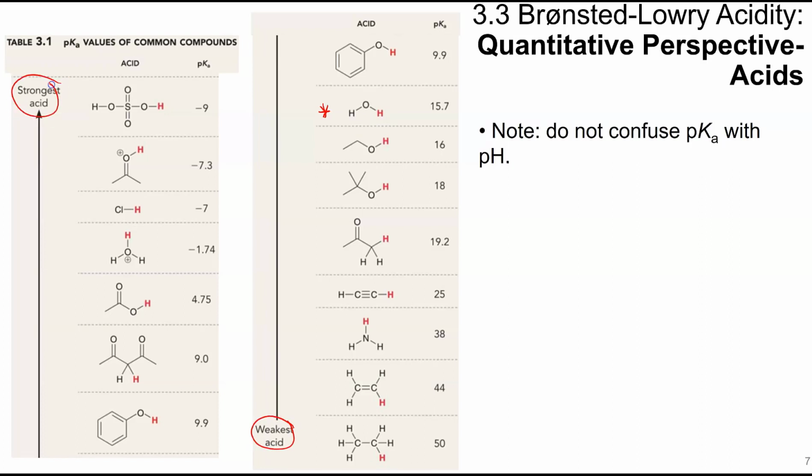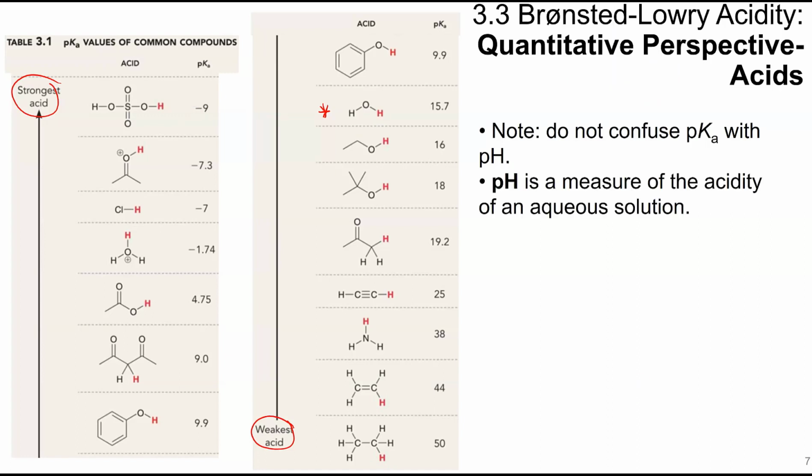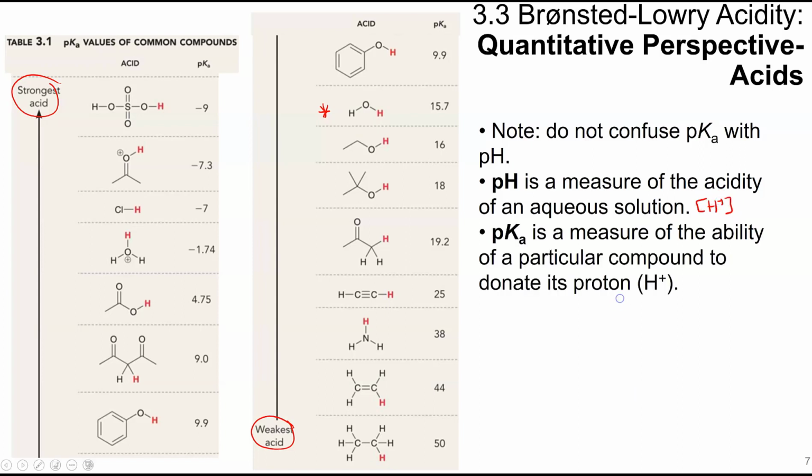The strongest acids have the lowest pKa's, which are negative. So H2SO4 has a pKa of -9. Don't confuse pKa with pH. pH is a measure of the acidity of an aqueous solution, or the concentration of H+, while pKa is the measure of the ability of a particular compound to donate its proton.